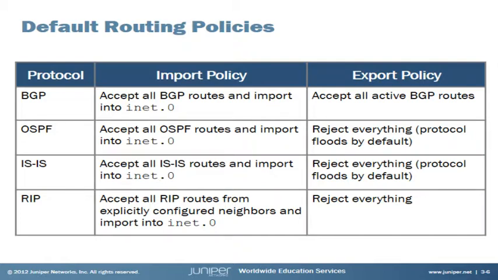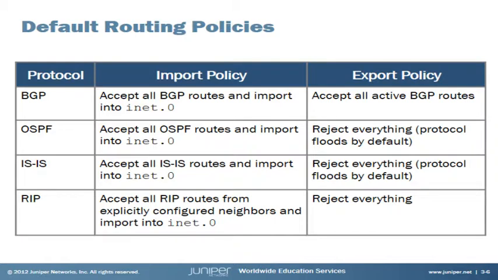And RIP, the policy for RIP is accept all routes from explicitly configured neighbours. So in other words, we're only accepting routes from the neighbours that we say we're going to accept routes from, but we're not going to re-advertise any RIP routes at all. Okay, so that's our default policies. BGP, we accept all, we re-advertise all. OSPF, we accept them, we don't re-advertise anything. Same goes for IS-IS, and with RIP, we only accept from the routers that we say we're going to.